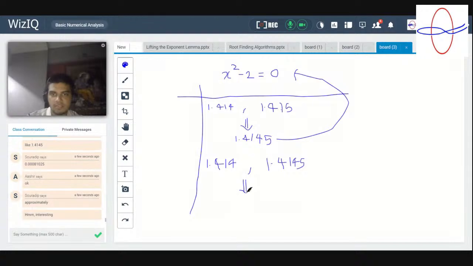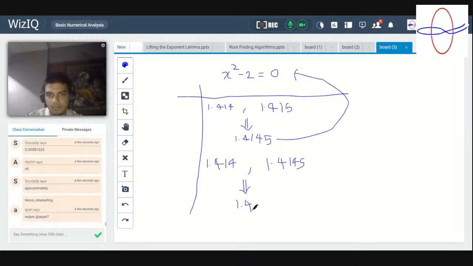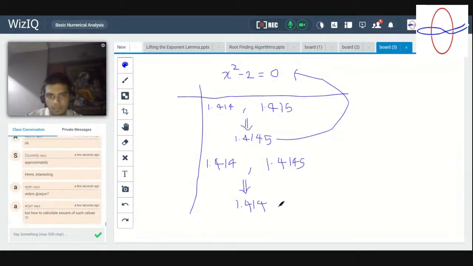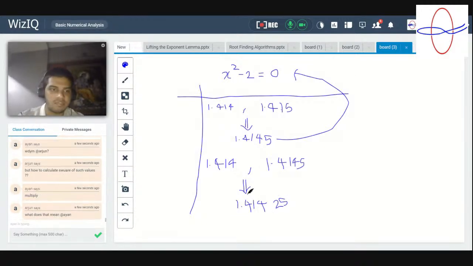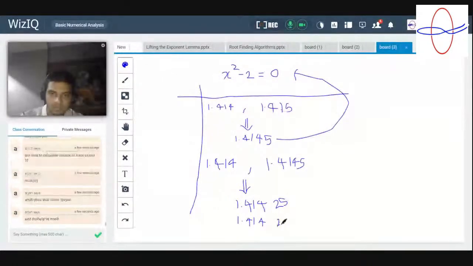And the mean of this is 1.41425. So again, this is the reason why this method is tedious. It's because you will have to keep multiplying such a big number with itself. Just multiply 1.41425 with itself and multiply it out, right?